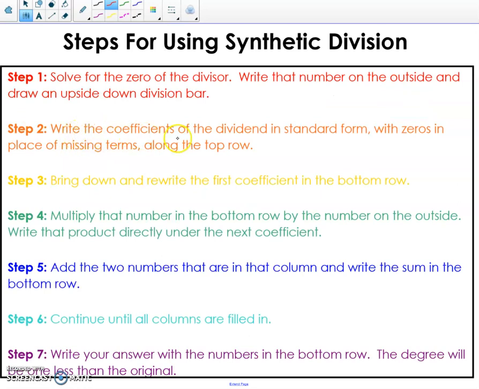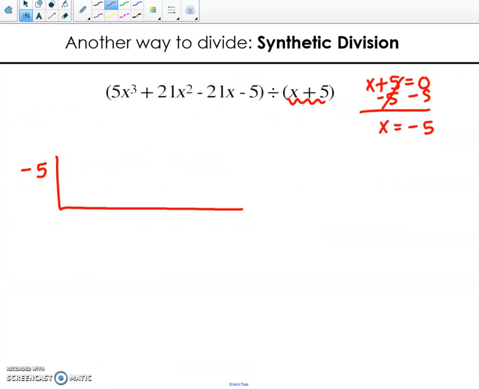Step 2, write the coefficients of the dividend in standard form with zeros in place of missing terms along the top row. So here's our dividend. The coefficients are the numbers in front of the x's, and we just want to make sure that it's in standard form, and if it's missing a term, we put in a 0. So here it's not missing anything because the exponents go 3, 2, 1, 0, so that's fine. So the coefficients: in front of the x cubed, we have a 5. In front of the x squared, we have a 21. In front of the x, we have a -21. And then our constant is a -5. So we're writing the coefficients along the top.